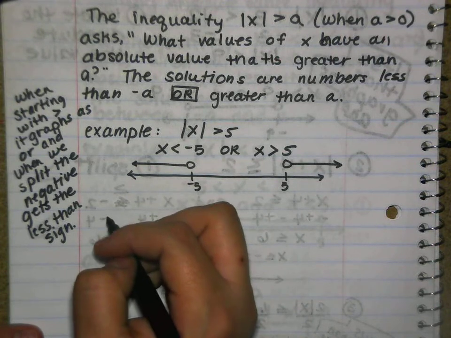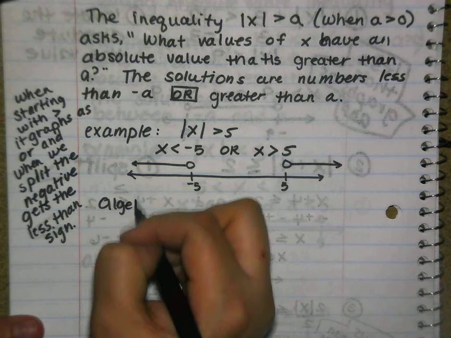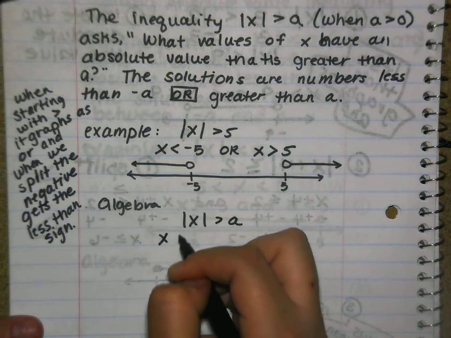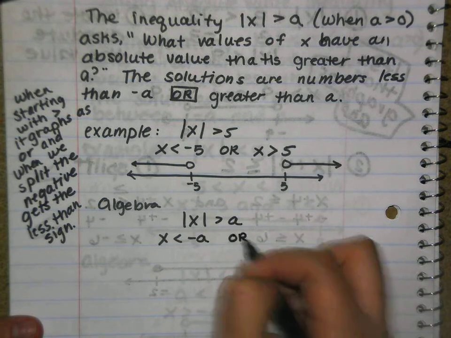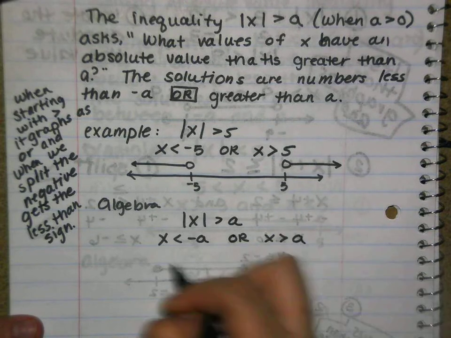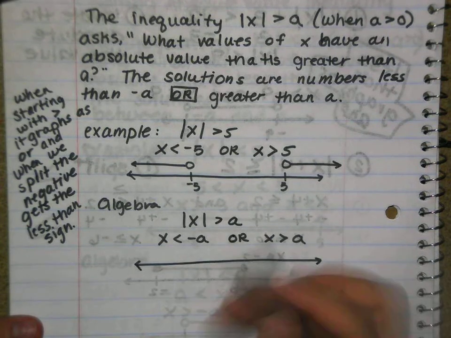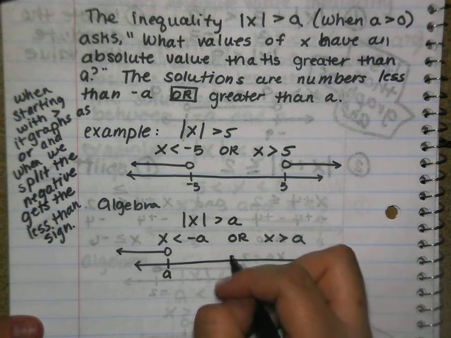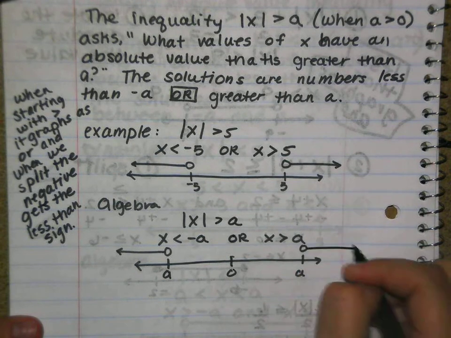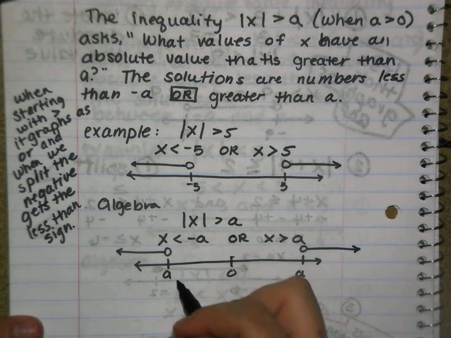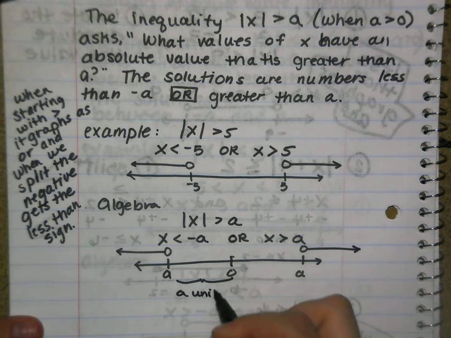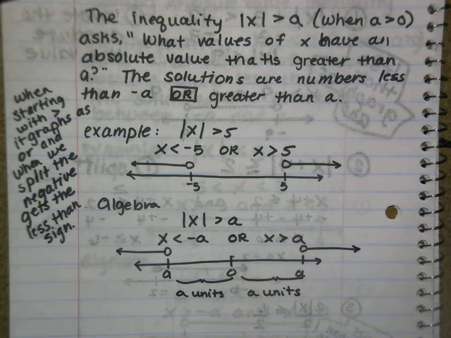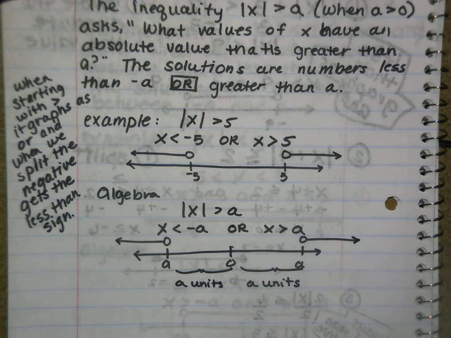Algebra will say if the absolute value of x is greater than a, then x is less than negative a, which we just said, or x is greater than positive a. And same kind of graph where we have negative a who goes this way, and here's 0, and we have positive a that goes that way. Okay, and then in between here, this is a units away from 0 on this side, and a units away from 0 on this side. Okay, it's kind of complex and a little bit tricky, but let's make sure that we are sure that we understand it by looking at some examples.